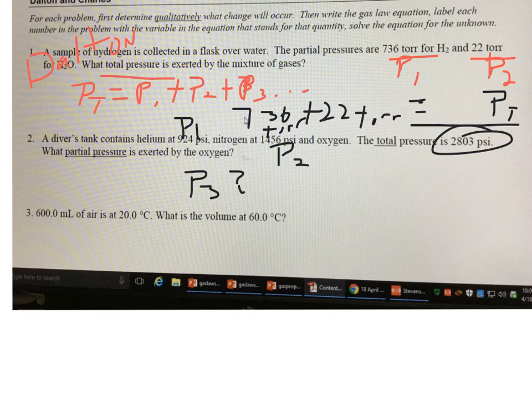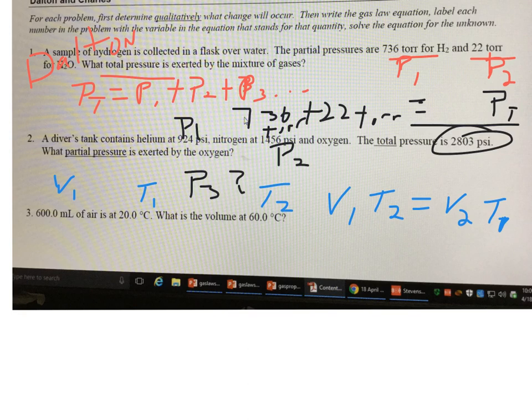Okay, now let's look at number 3. Here you have temperature 2, you have temperature 1, and then you have volume 1. So what formula are we going to use here? The Charles law. So V1, T2, yes, okay. All right, so what do I first have to do here before I do the problem?